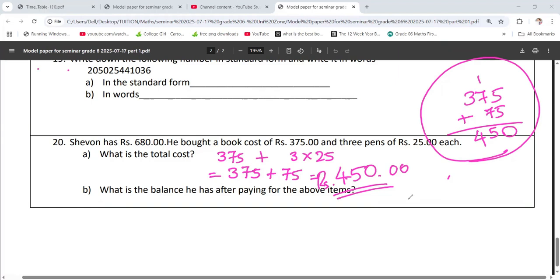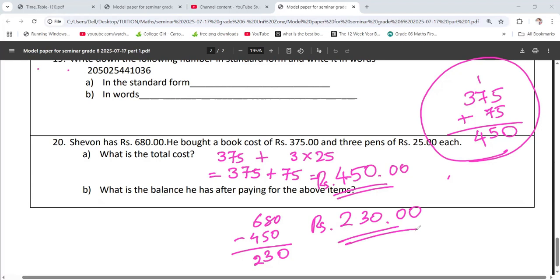And what is the balance he has after paying for the above items? To calculate the balance, you need to subtract the cost from the amount he had. So he had 680. You have to subtract 450 rupees from that, then you get the balance. 0 minus 0 is 0, 8 minus 5 is 3, 6 minus 4 is 2. So his balance is 230 rupees. This is how you get all the answers for the first part of this paper.